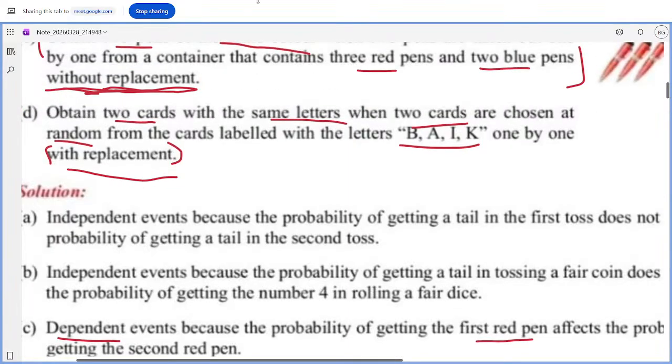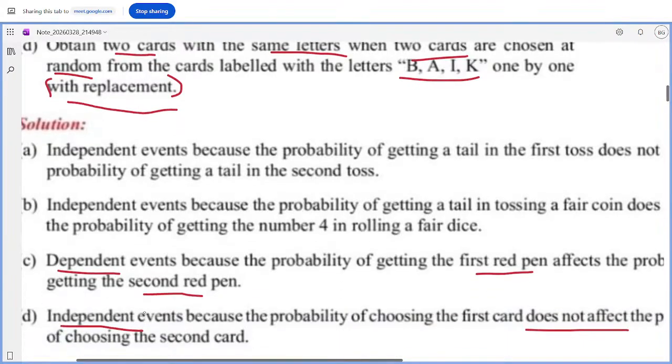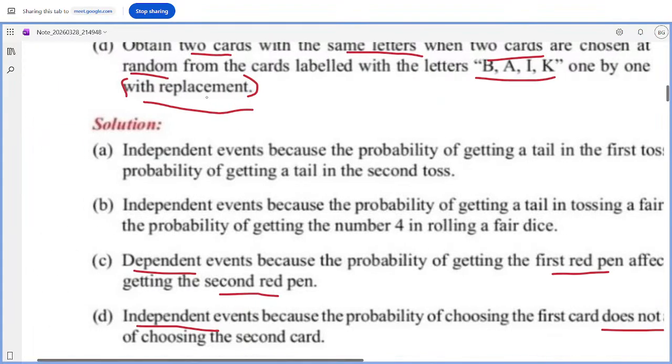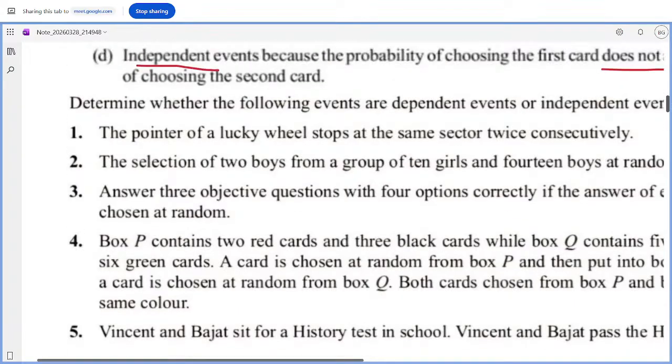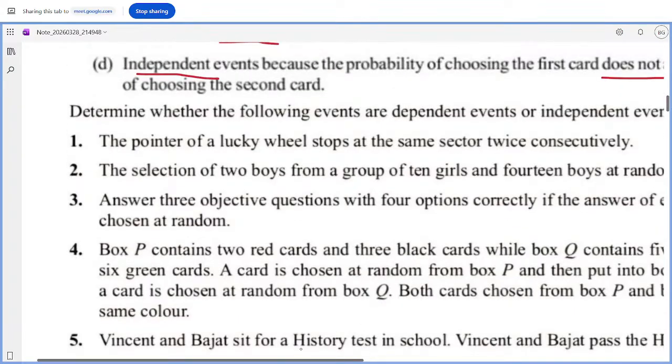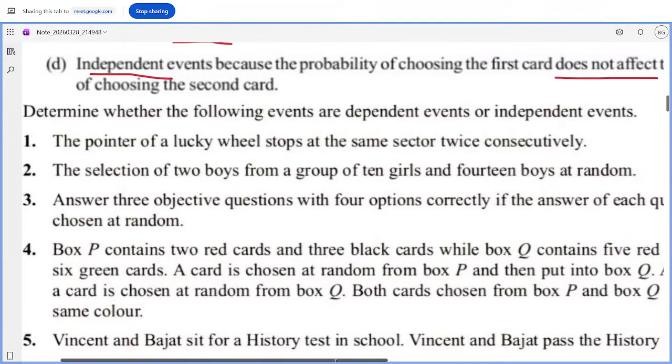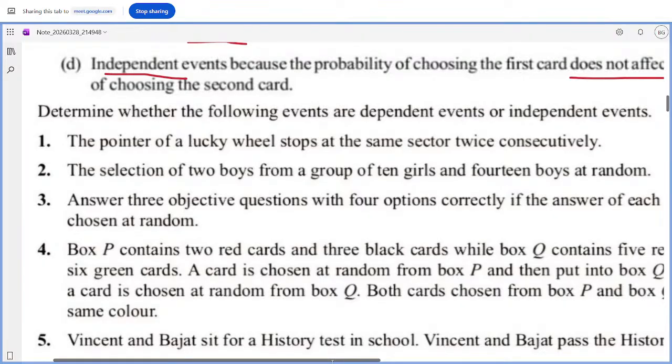Simple, right, guys? So now you already get the conclusion. If the situation tells you without replacement, automatically dependent. With replacement, automatically independent. You don't need to see the situation also. Just need to see the keyword. Can, guys? So take note of this keyword. They always like to use in probability, with or without replacement. Always see it carefully. Alright. Any problem so far for these 4 questions just now? Still okay? Can, no problem.